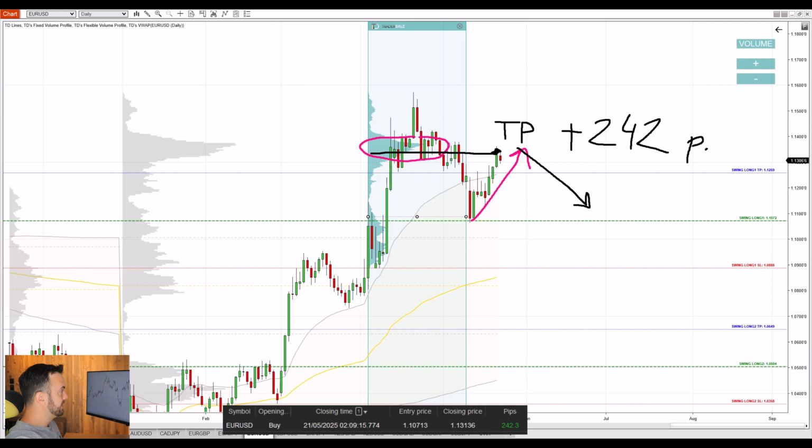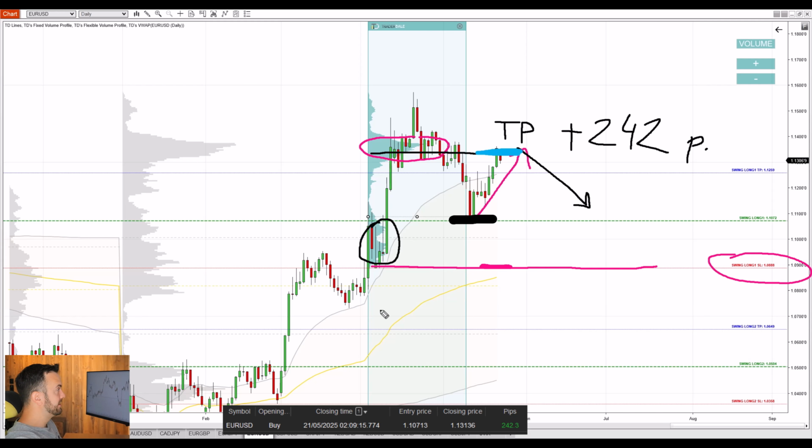By the way, stop loss for this trade was behind this heavy volume zone, so it was in here at 1.0888. So as you can see, this trade was a trade with positive risk reward ratio, the take profit being in here, stop loss being in here, and entry being in here.